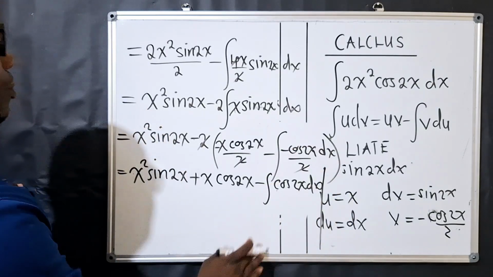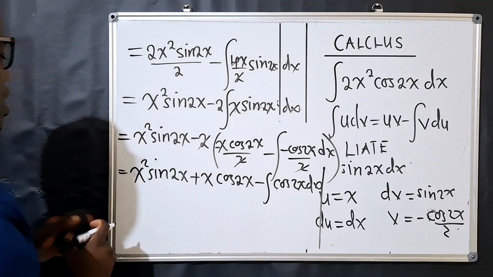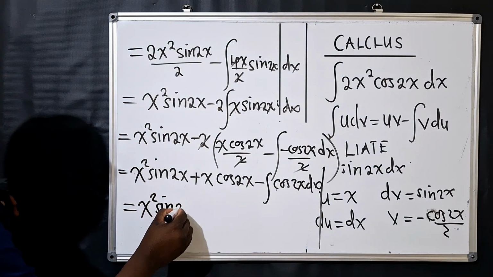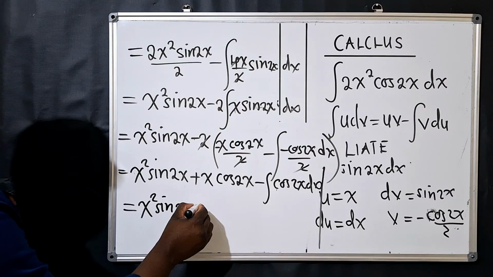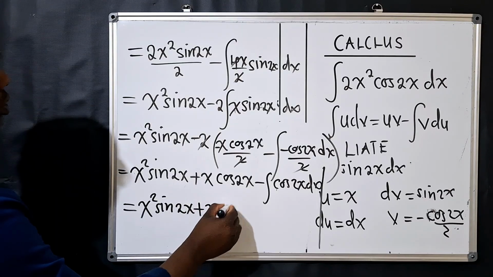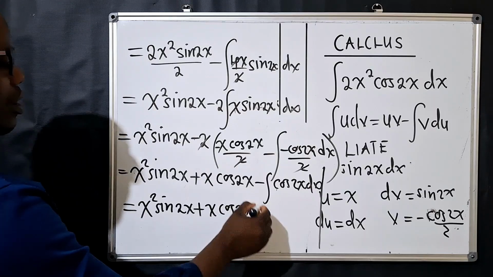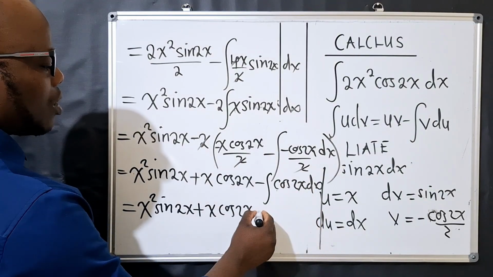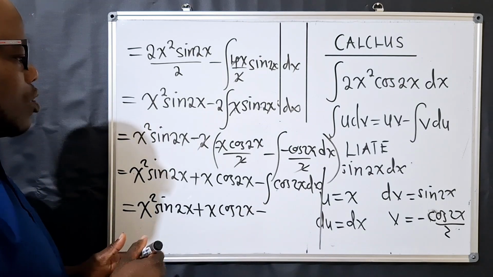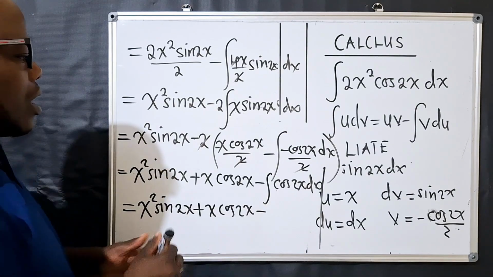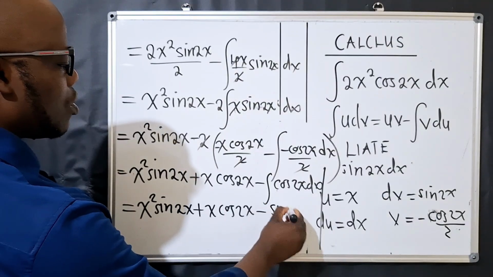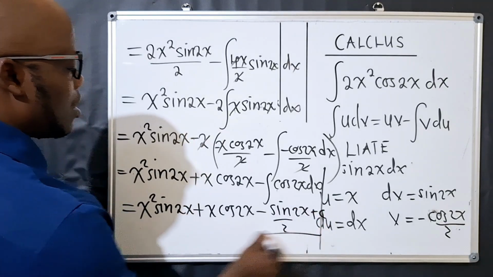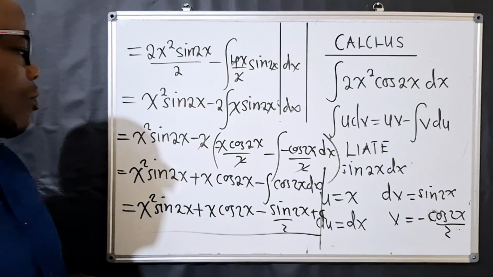Okay, this one. So now from this stage, I can finish it up. x^2 sin 2x plus x cos 2x, and then the integral of this will just be sin 2x over 2, and then we say plus c. This is our answer, of course.